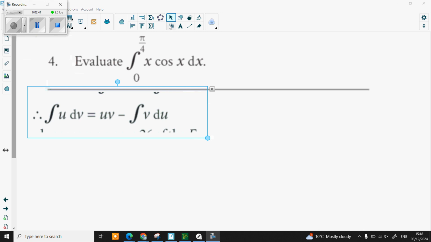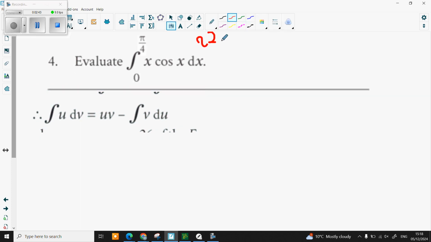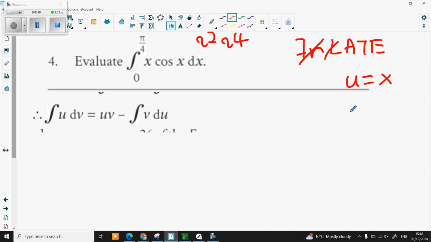This question's a step up. So I've done question 2, and now I'm about to do question 4. And we're running the ILATE system for integration. Is there any inverse functions, like cos inverse, sine inverse? No. Is there any logs? No. Is there any algebra? Therefore, u is x. du must be dx.